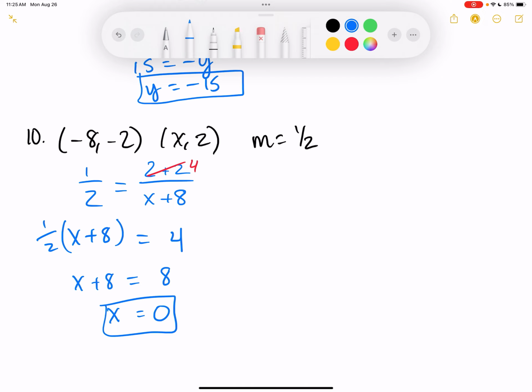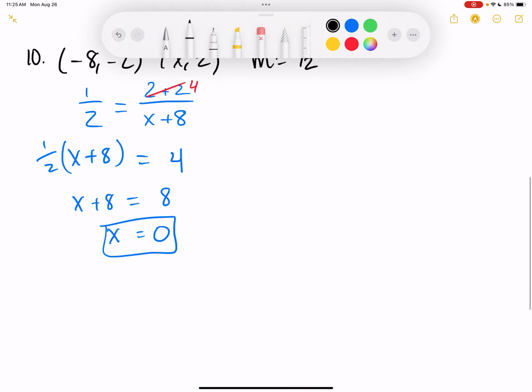All right, find a point slope form equation of the line through the point with the given slope. So number 12, the point (-4, 3), and a slope of -2/3. How do I plug this in for point slope form?